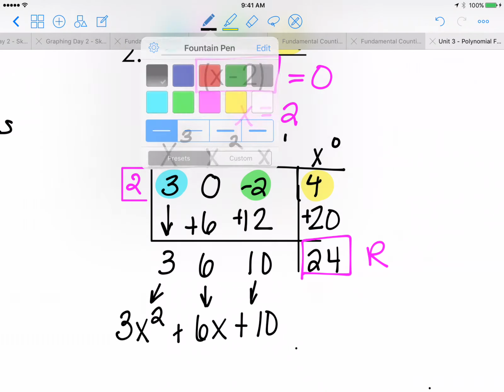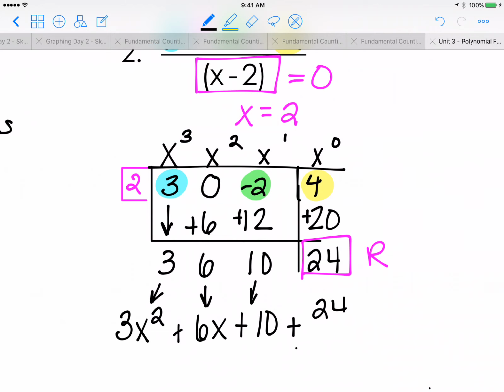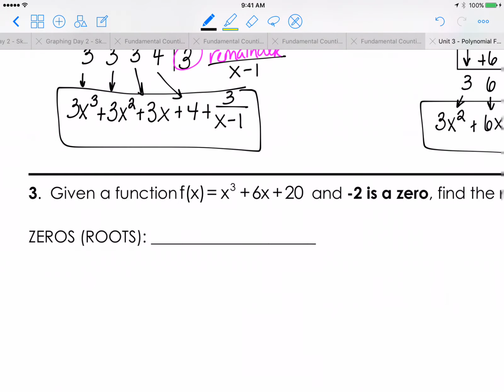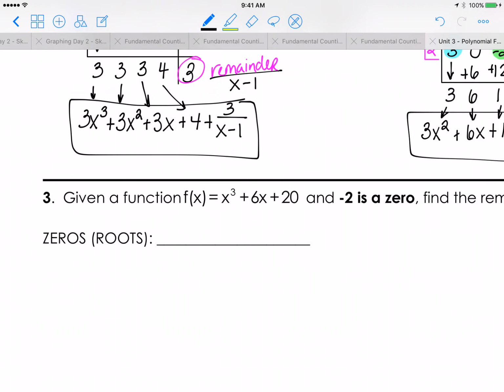So we put your remainder, so positive 24 over your divisor, which was x minus 2. And that's our answer. Okay, so let's go to number 3. So look at the difference this time.